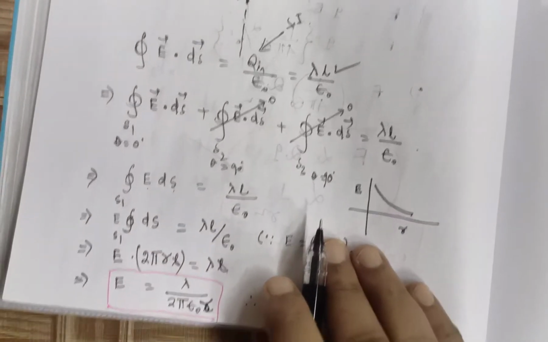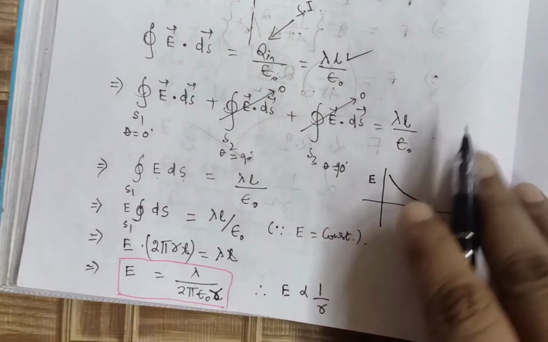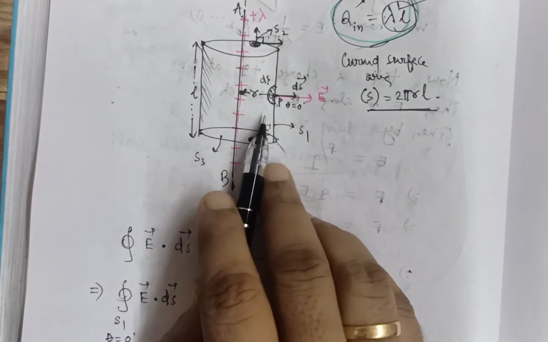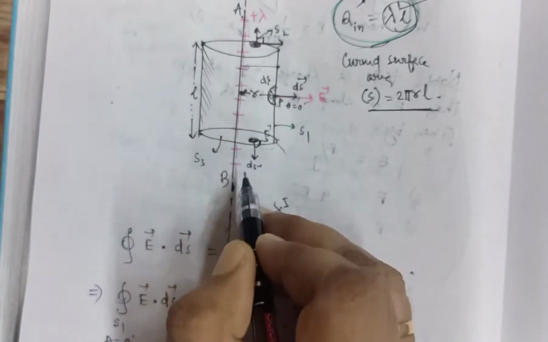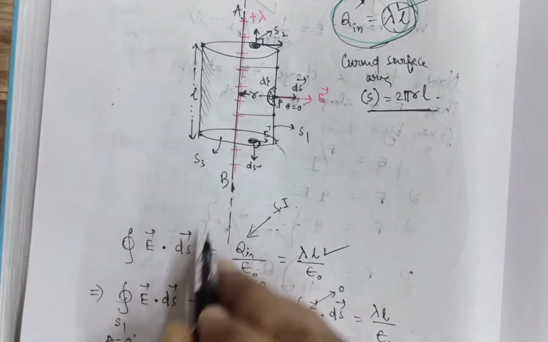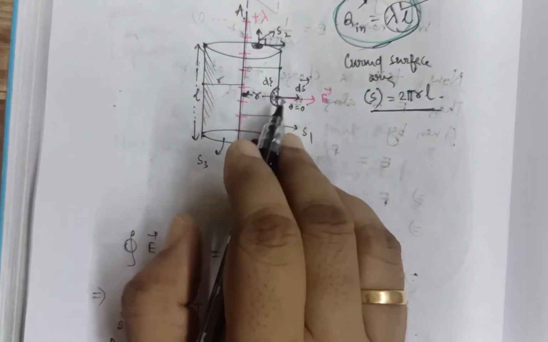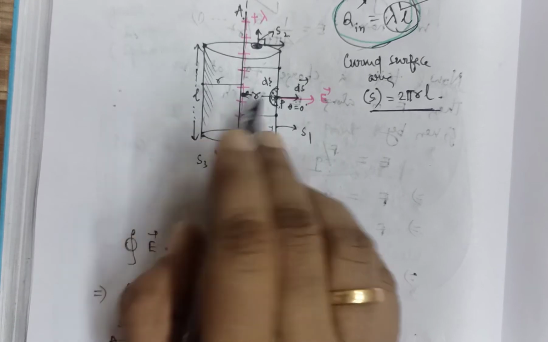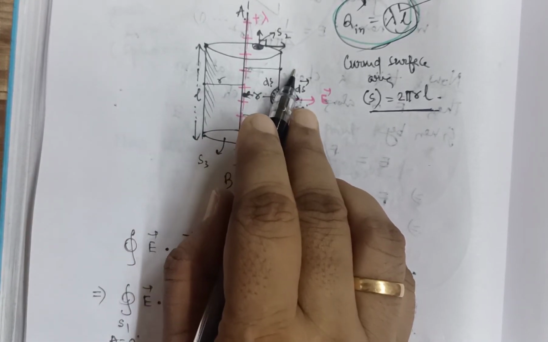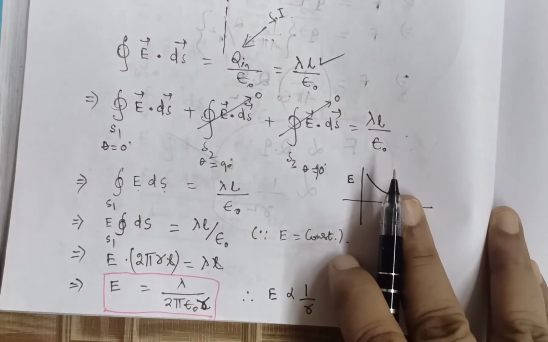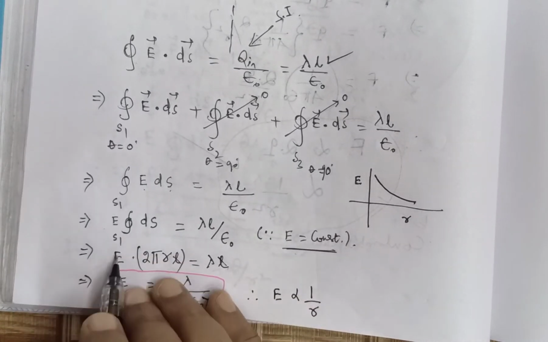Now for the next part, you see in the integration E is taken as a constant outside. Why is it constant? You see, we are choosing the Gaussian surface in such a manner. If you calculate E here, the distance is r. If you calculate E here, the distance is r. If you calculate E here, the distance is r. Wherever you put the point P on the curved surface, the distance is the same. So the magnitude of E is constant everywhere. That's why in this integration we have taken E outside, since it remains constant. So E is taken outside.